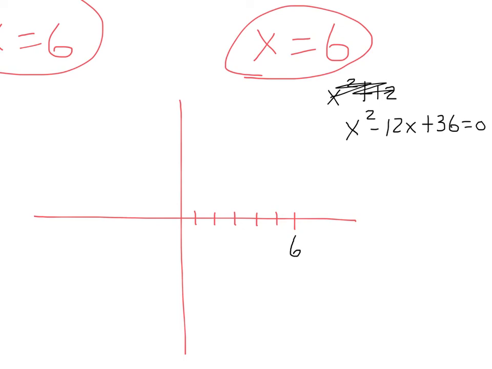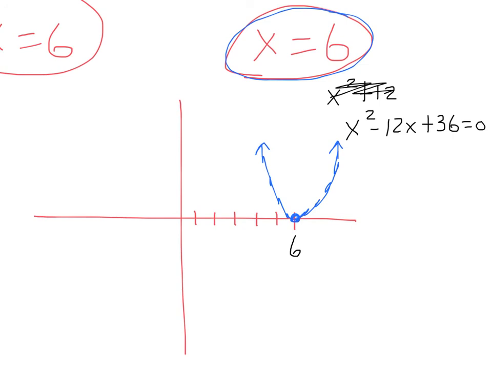Since the leading coefficient is positive, my parabola will open upward. So my parabola will look like this and like this. The only place it's intersecting the x-axis is right there at 6. So there's just one solution. x equals 6 is your only solution.